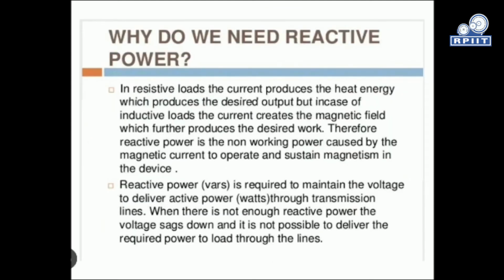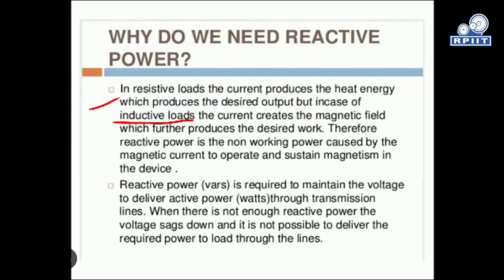Why do we need the reactive power? In a resistive load, the current produces heat energy, which produces the desired output, but in the case of an inductive load, the current creates a magnetic field, which further produces the desired work. In a resistive load, heat energy is produced whenever current flows through the circuit, but in an inductive load, during the flow of current, a magnetic field is produced, and due to that magnetic field, the desired work is produced.